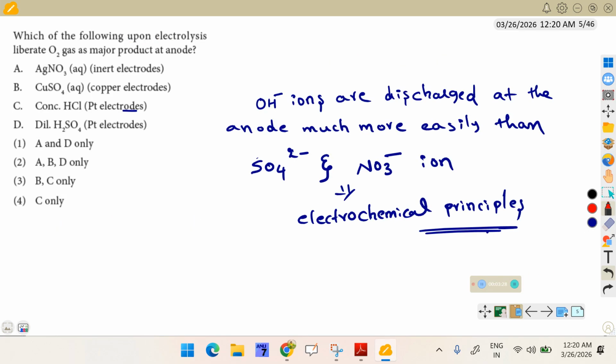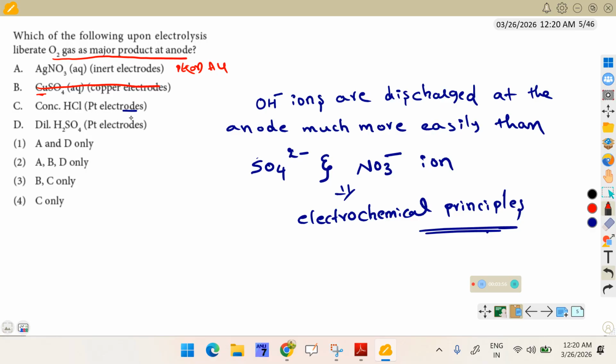Which of the following upon electrolysis liberate O2 gas as the major product at the anode? Inert electrode means platinum or gold. These are considered as inert electrodes. CuSO4 with copper electrode: CuSO4 releases Cu2 plus ions, and the electrode is also a copper electrode. These are active electrodes. That's the reason B is ruled out.